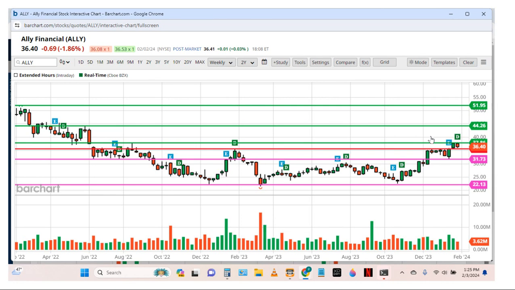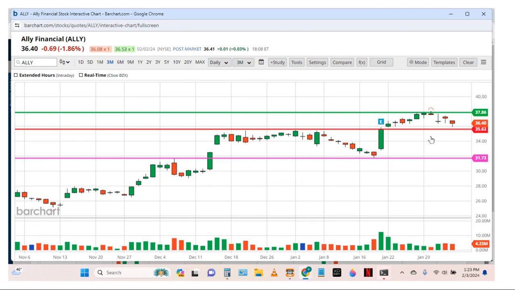And here's the same lines drawn on the weekly chart showing risk to reward, possible entry into targets. Okay. Daily, again, same lines drawn, possible entry, stop, and minor support down by 31.73. So that is shaping up to be a possible trade.